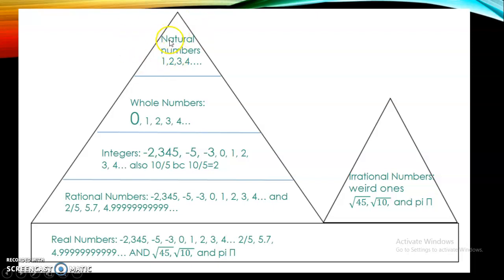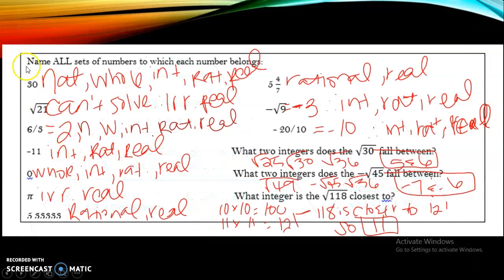So that's where you're going to start. You're going to tell me that it's a natural number. Well, if it's a natural number, it's every single category under natural. So if it's natural, 30 is natural. 30 also must be a whole number. It's an integer. It's a rational number. And it's also real. So that's what I wrote here. So 30 is natural, whole, integer, rational, and real.